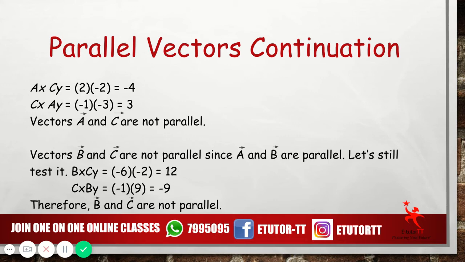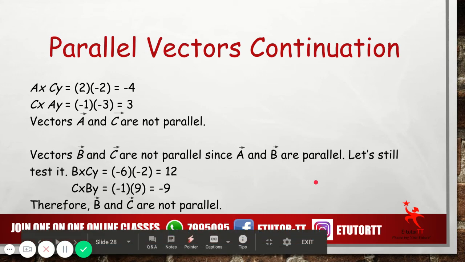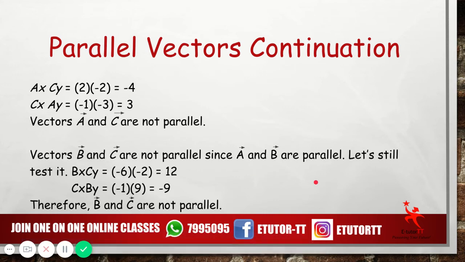Vectors B and C are not parallel since vectors A and B are parallel and A and C are not, but let's still test it. BX times CY is equal to -6 times -2. As I said before, negative times a negative is a positive. 6 times 2 equals 12, so we got +12. CX times BY is equal to -1 times 9. A negative times a positive is a negative. Therefore we get -9. So as you can see, 12 is not equal to -9. Therefore, BX times CY is not equal to CX times BY. So B and C are not parallel.